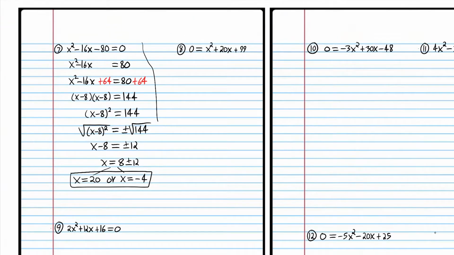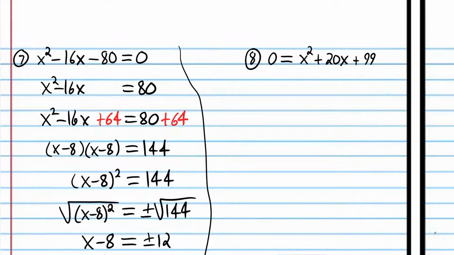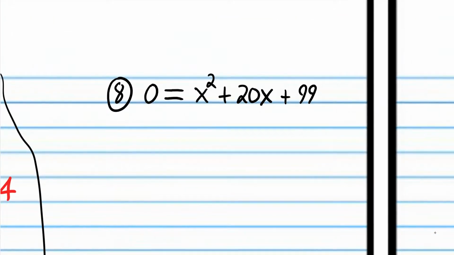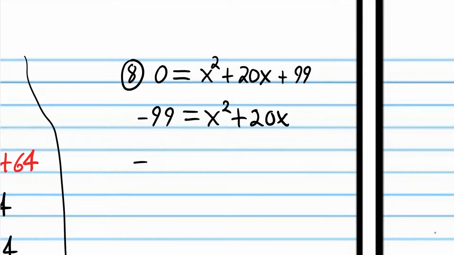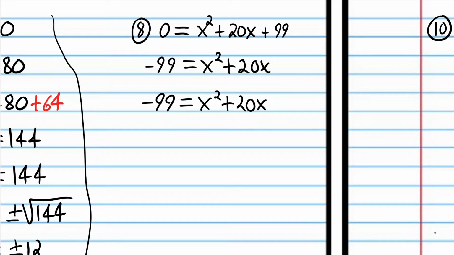Okay, go ahead and try number 8, and when you come back, we'll do it together. All right, we're back. I'm going to put the 99 on the other side. And then we're going to complete the square. But how do we complete the square? Well, we look to this number, as always, and we do two things to it. We divide by 2 to get 10, and then we take 10, the result, and we square it to get 100. So we're going to add 100 to both sides.